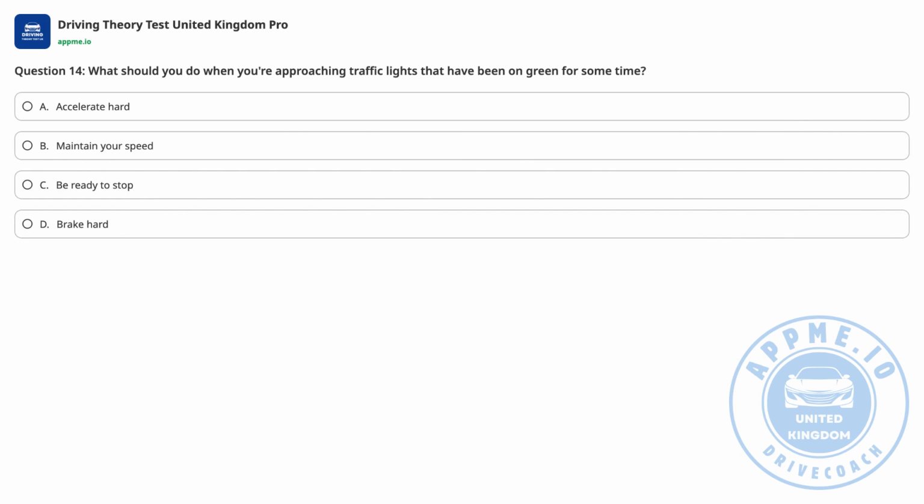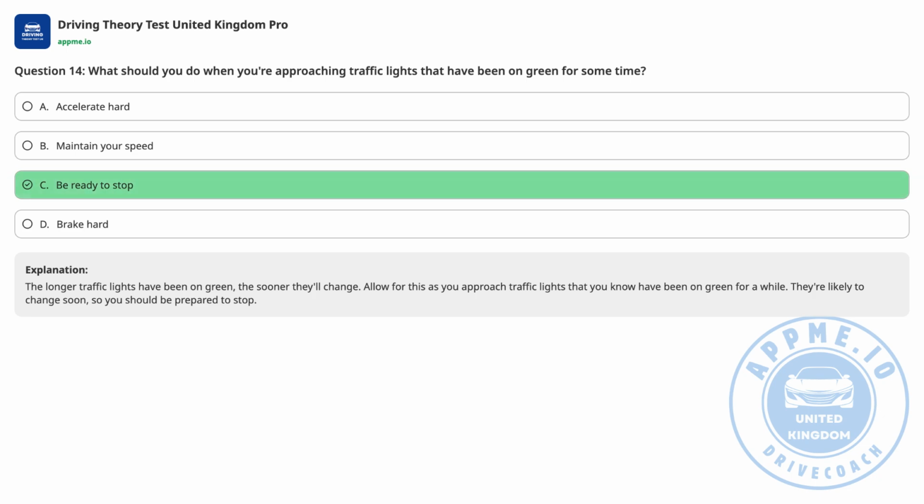Question 14. What should you do when you're approaching traffic lights that have been on green for some time? A. Accelerate hard. B. Maintain your speed. C. Be ready to stop. D. Brake hard. The correct answer is C.